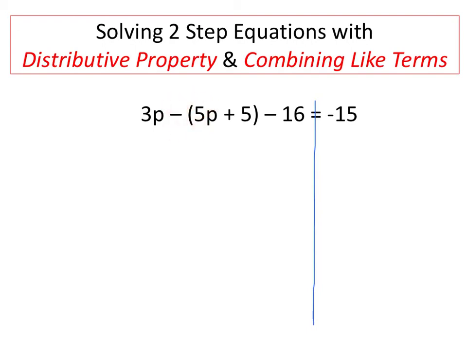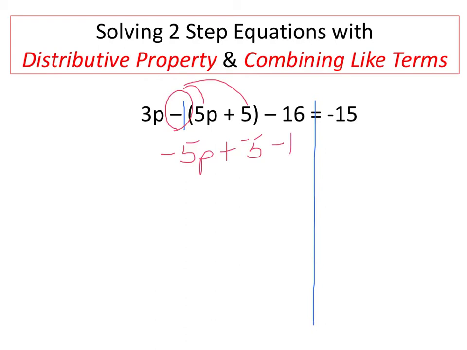And we've discussed several times throughout this unit that if you don't see a number there, we know that that number is a 1. And in this example, we have to focus on the sign as well. So the number that we're going to be distributing is negative 1. So negative 1 times 5p is negative 5p. Negative 1 times 5 is negative 5.